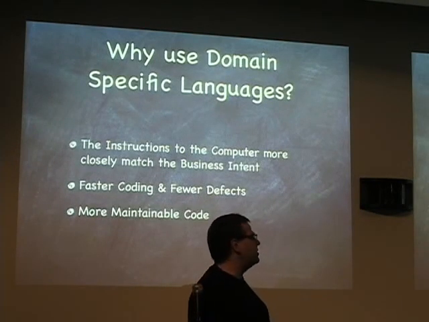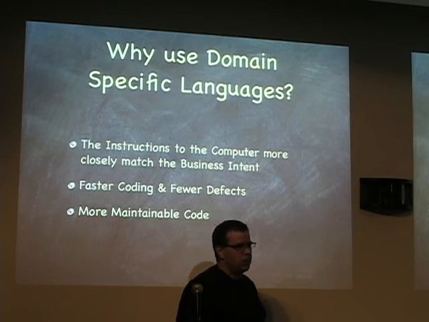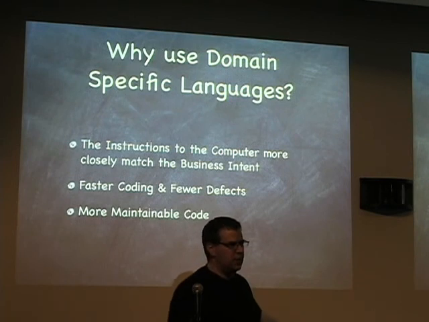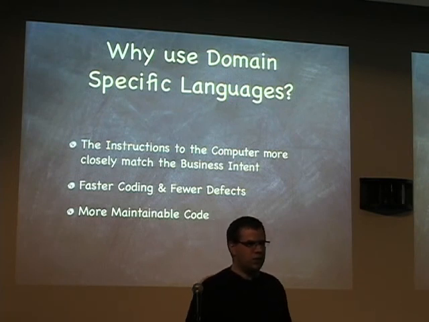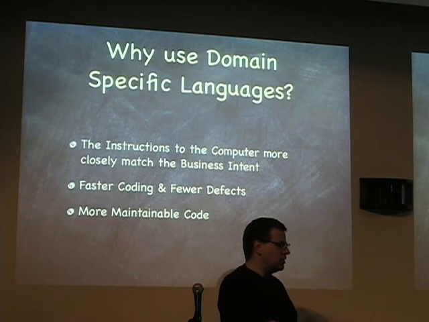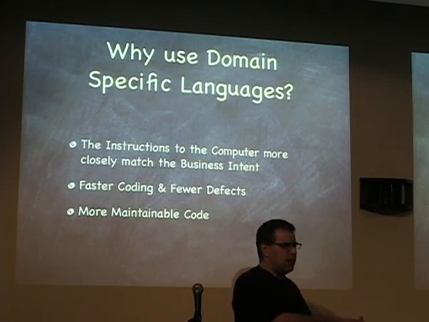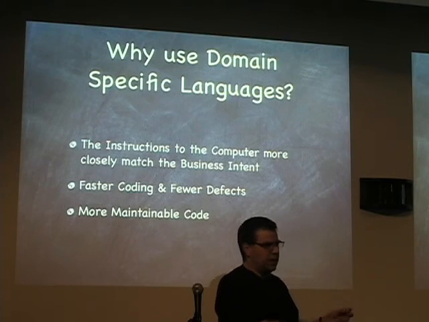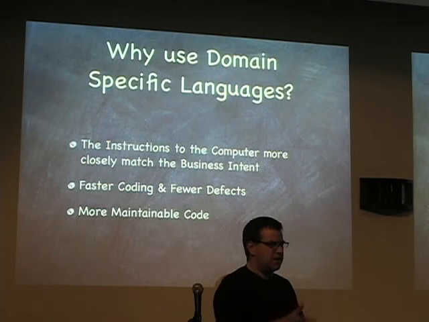Why use domain-specific languages? The instructions to the computer more closely match the business intent. This is hyper important. I mean, it gets back to, do we have interchangeable parts? Do we have semantics that the people who actually want the systems built can use? Or do you have the impedance mismatch and translation problem of writing a spec, which, even if you write the words down in a spec, you're bound to miss stuff. The spec is then coded.